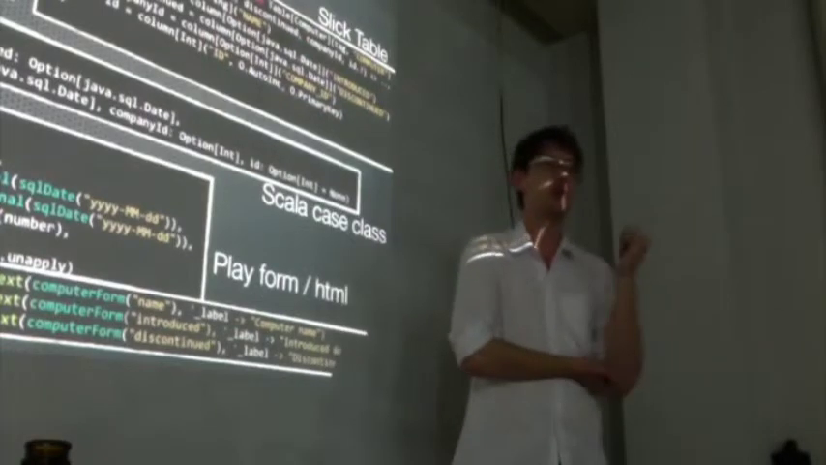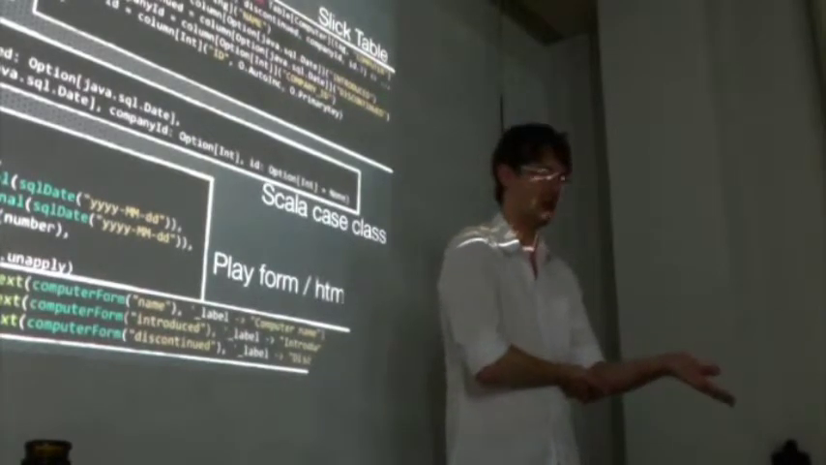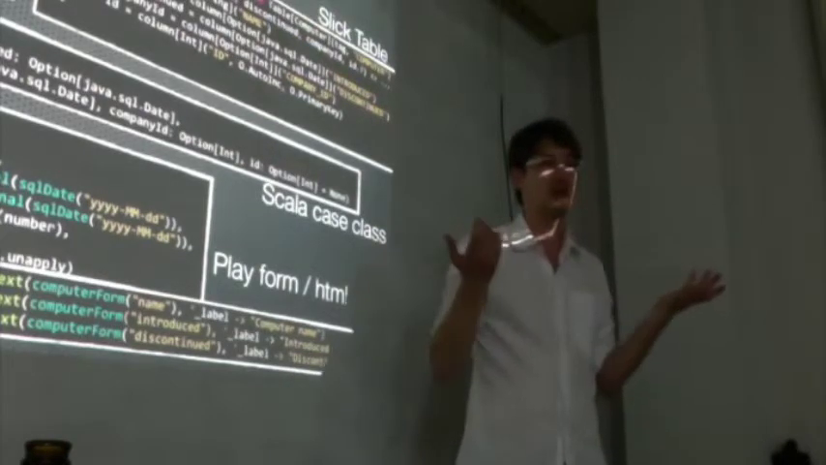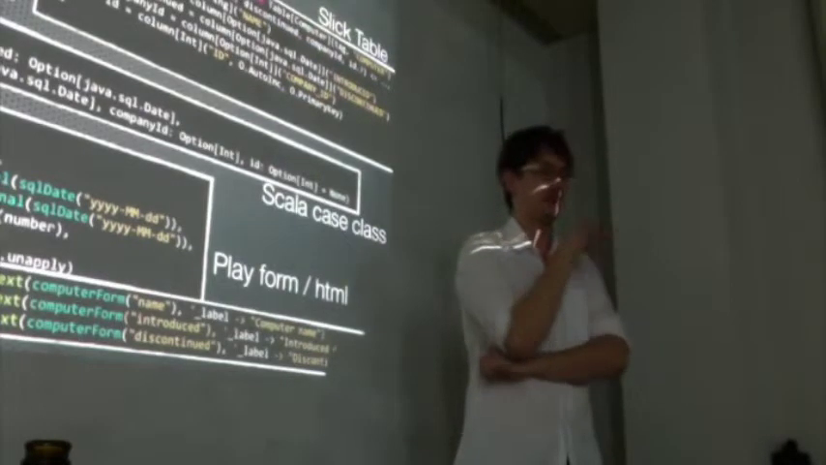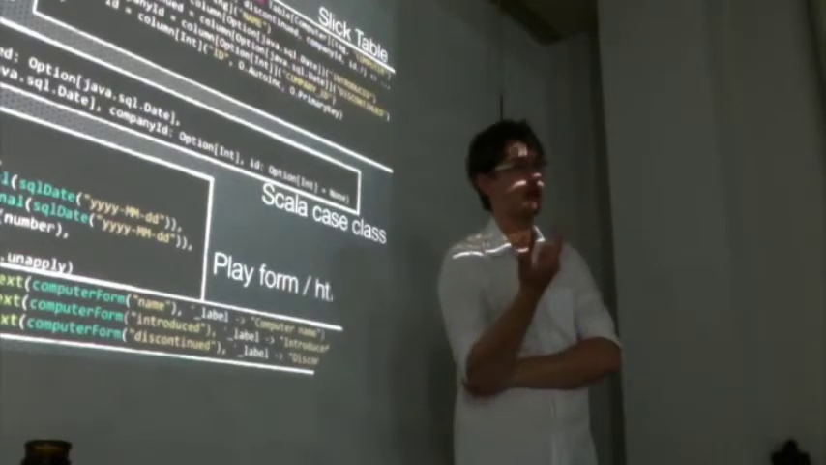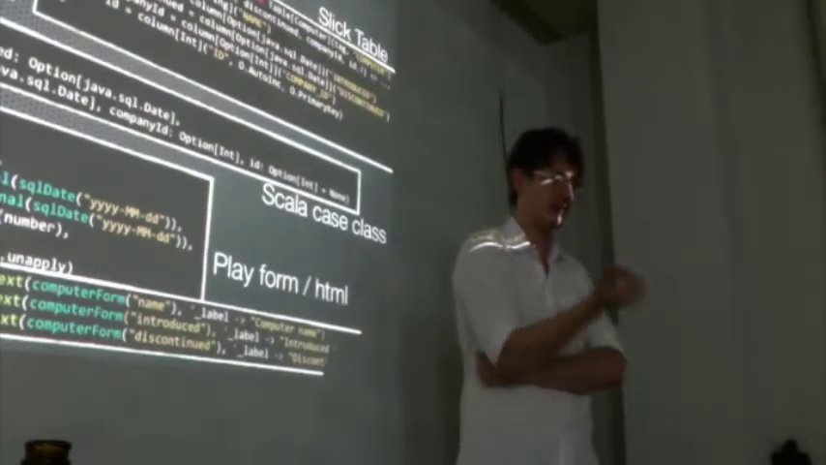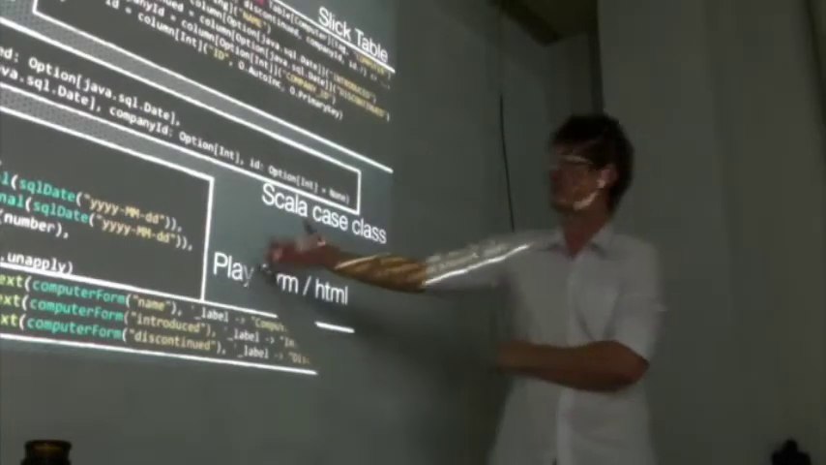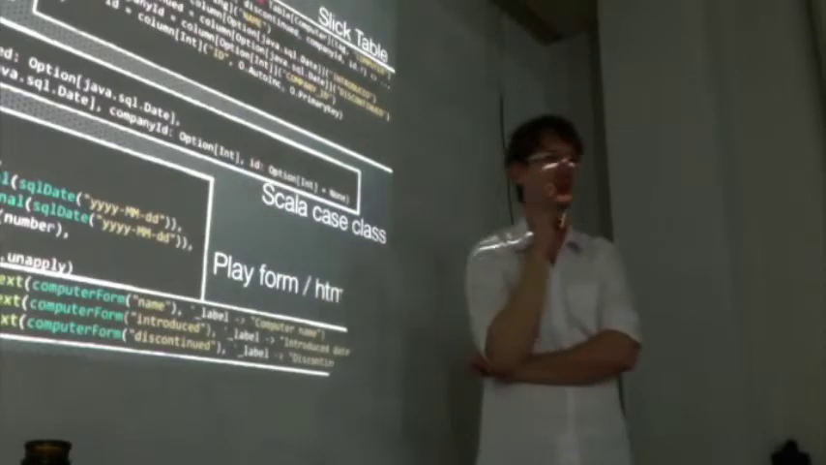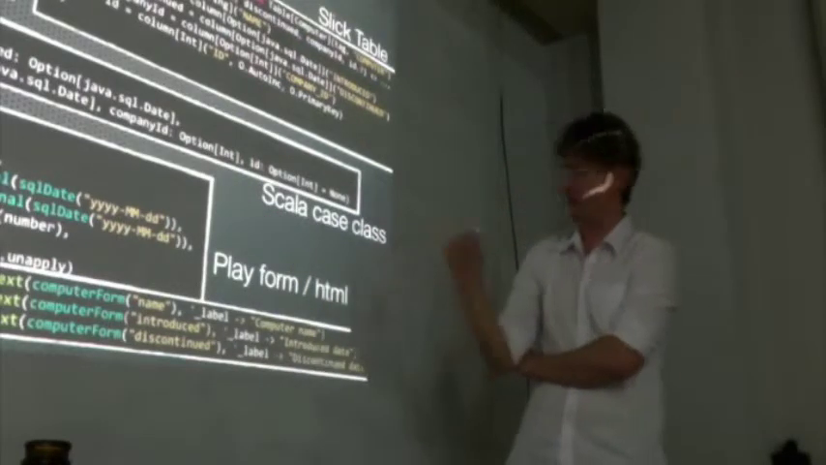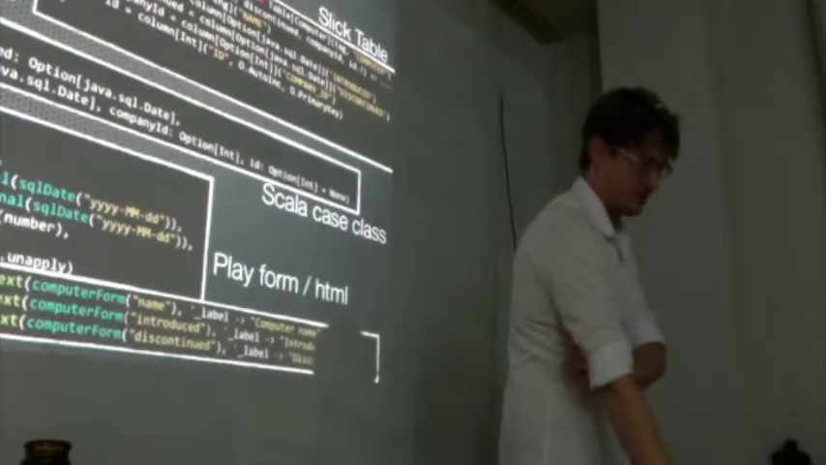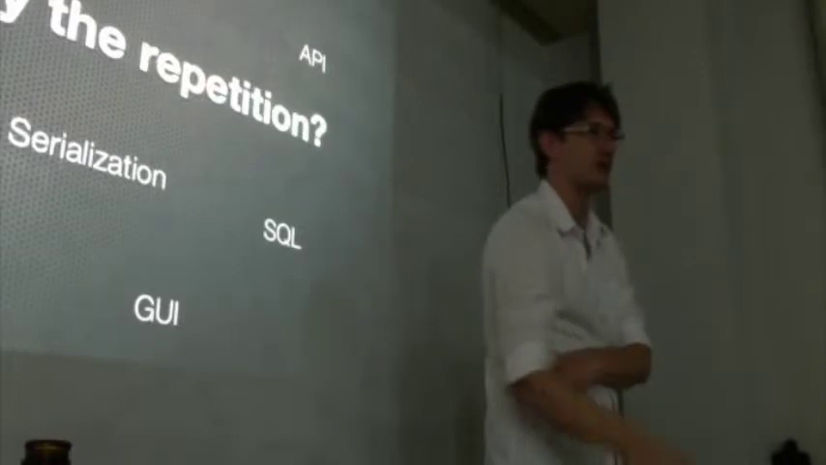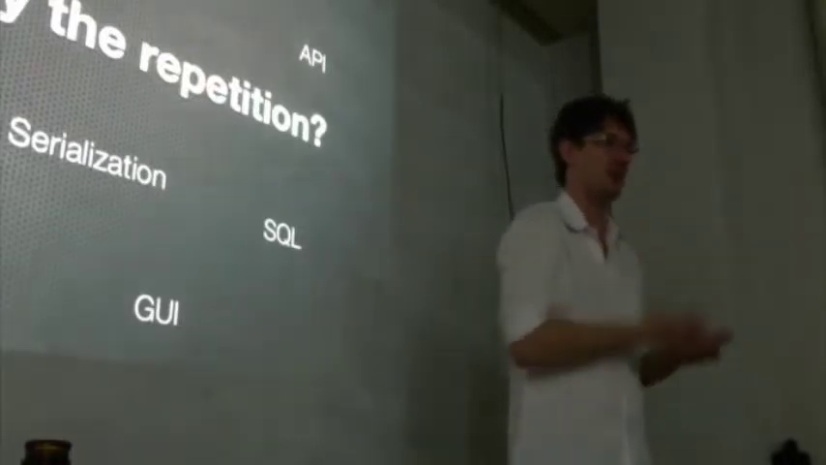There can be the SQL code that creates the table that names all the columns and the types. There is the Slick table, which again names all the columns, actually twice, once for the Scala name and once for the SQL name and the type. There's the case class in the middle, which again, the same thing. There's the play form, again structurally similar, and stuff for HTML generation. And why do we have all this repetition? Because you keep repeating these column names, right?